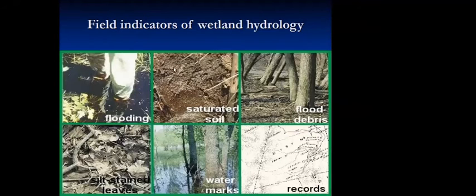So it's simple line figures I can show. It is already flooded. There is a possibility this area may be wetland, saturated soil. Debris, flood debris, if you go visit, there is a possibility of a wetland. And silt-stained leaves, water marks on the trees here.